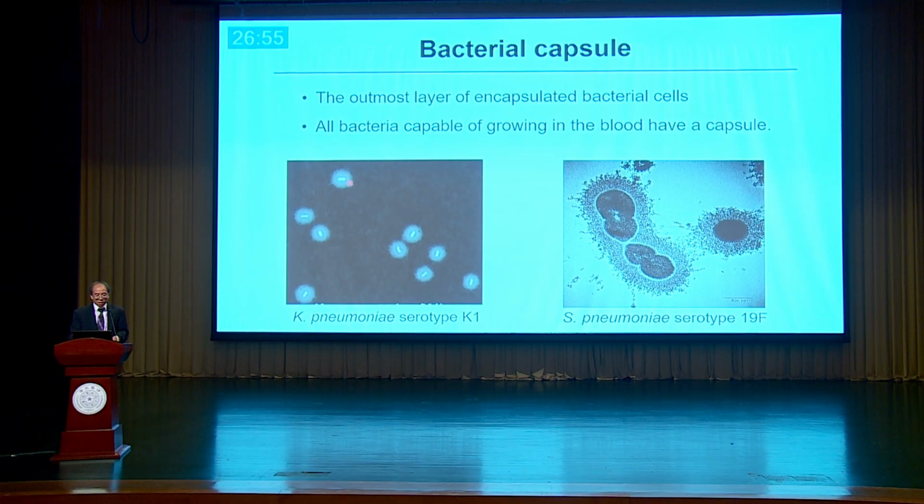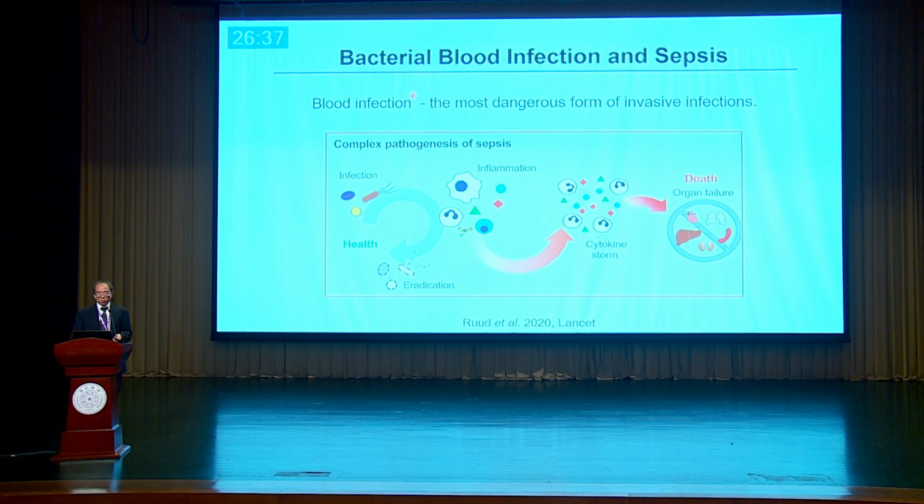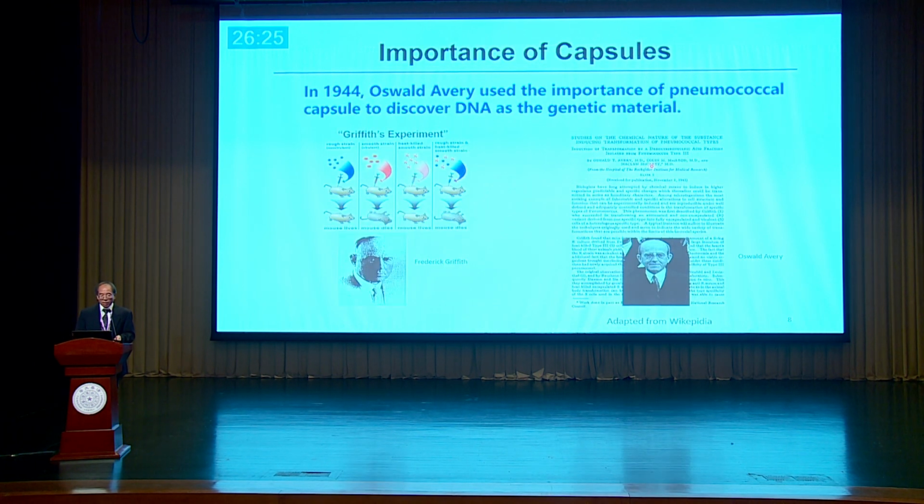Okay, so the bacterial capsule has a lot of important features. For example, this is a light microscope image. You see this white bar is actually the bacteria, but the halo is the capsule. So the capsule is bigger than the bacteria itself. This is the picture I just showed you with the Streptococcus pneumoniae. Once the bacteria get into a typically sterile site, they will replicate and induce inflammation, and most of the death is caused by septic infections.